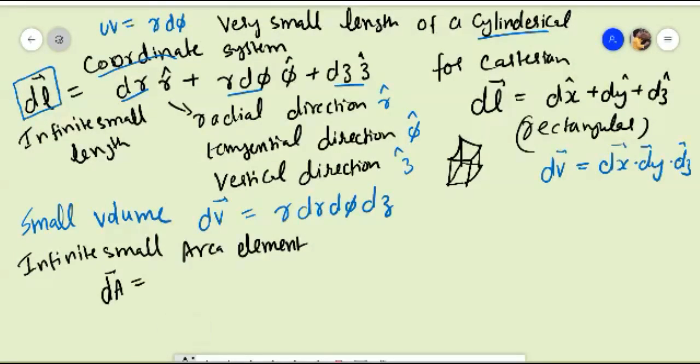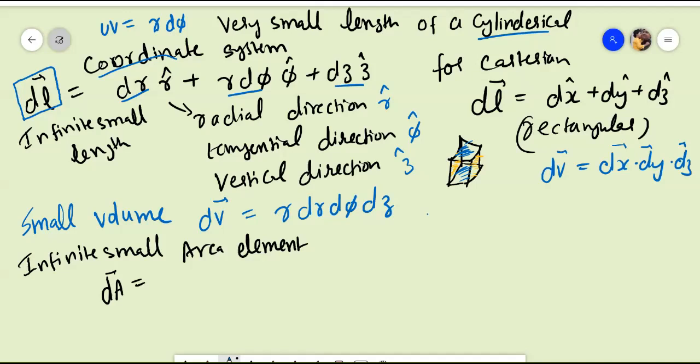Let me color the faces. So this is our side faces, and then we have the top faces and the bottom faces. And then we have the other adjacent faces. So we need to deal with all this. Let us draw all this.